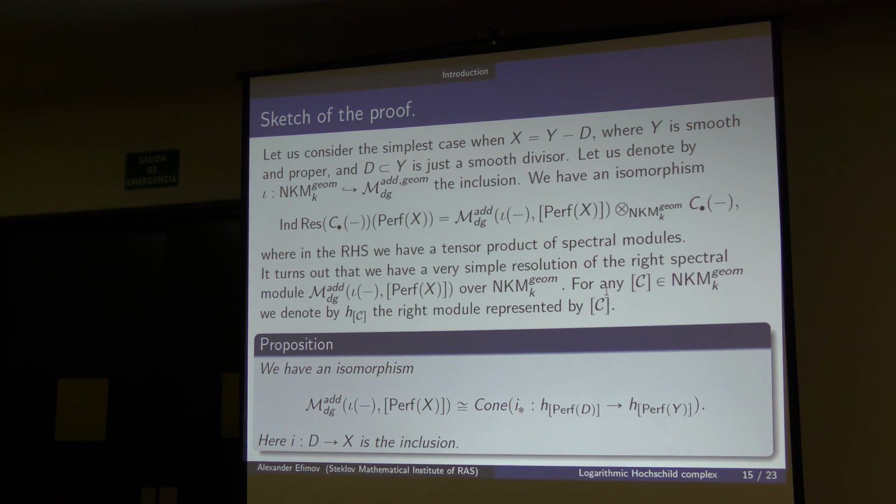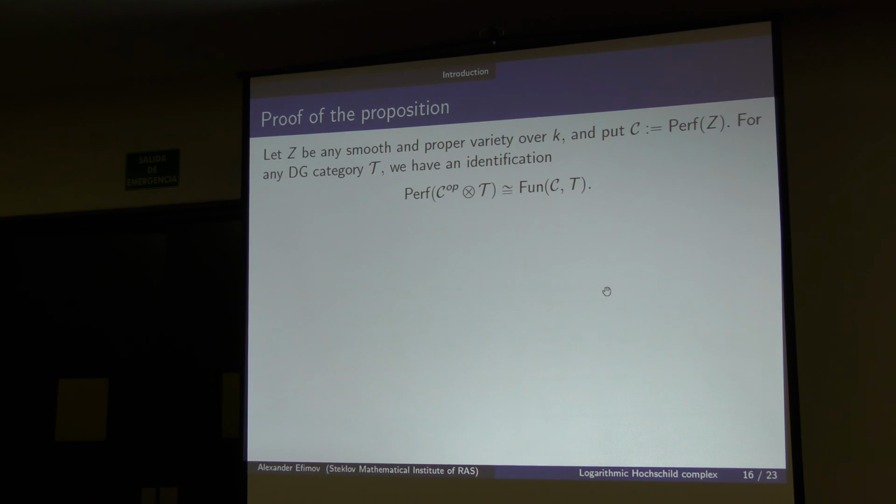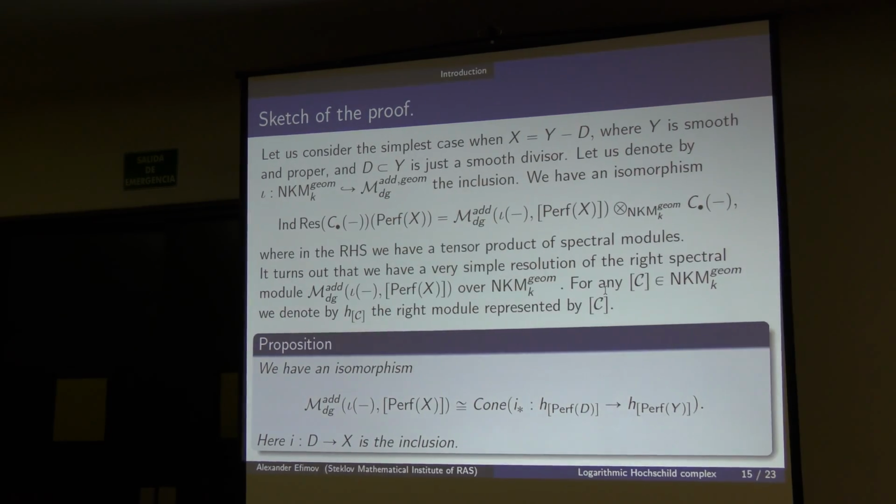So this functor, the K-theory functor from something smooth and proper to X, to perfect complexes on X, is just the cone of the push forward between these two representable functors, representable by perfect complexes on D and on Y. So how do we obtain that? The inclusion is D or Y or mix? No, it's Y. Oh, Y, I'm sorry. Yes, it's Y.